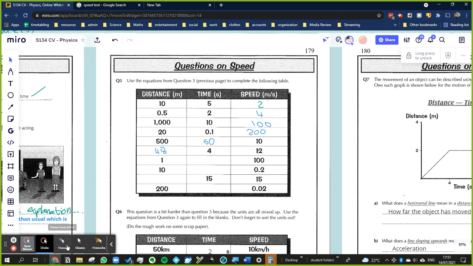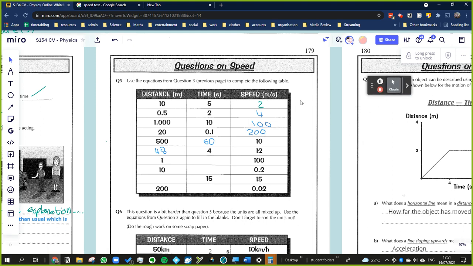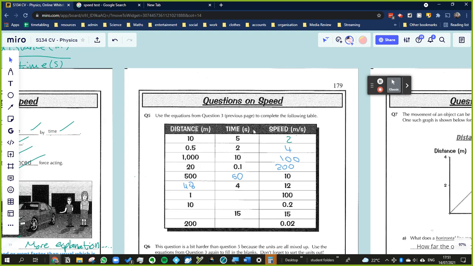Okay, so we're trying to work out something using the speed equation, and it actually involves rearranging the equation as well. I was going to use symbols, but let's use words. So, speed.